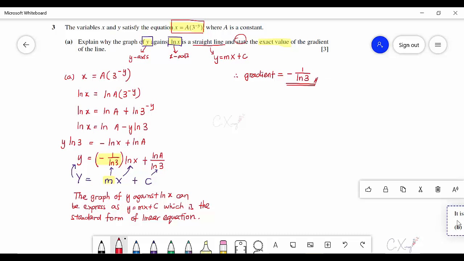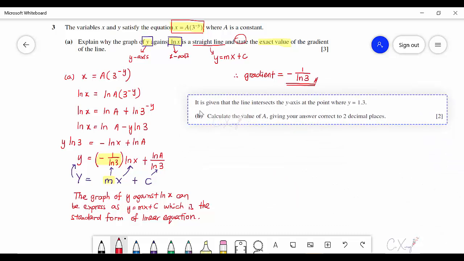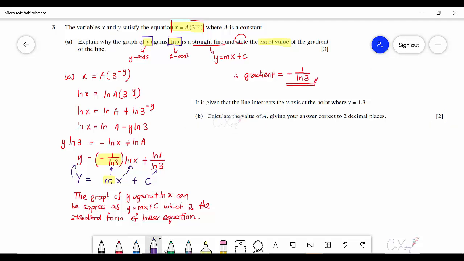Okay, then now we go to part number 2. For part B, they say it is given that the line intersects the y-axis at the point where y equals 1.3. So when they intersect the y-axis means what? Means the value for the x-axis is equal to 0. Clear or not? All right, so they want you to calculate the value of a, giving your answer correct to 2 decimal places.